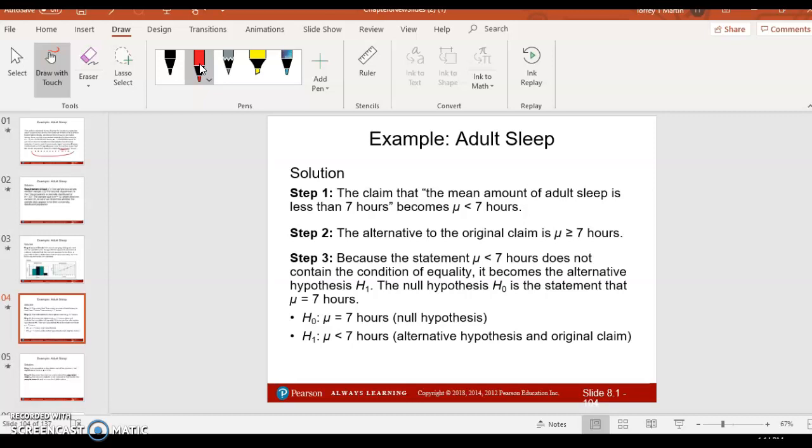Looking for the solution here, the claim is that the mean amount of adult sleep is less than 7 hours, because mu is less than 7 for the alternative claim. Just like we already talked about, this part is my null, and this is my alternative. We already talked about that on the previous slide.